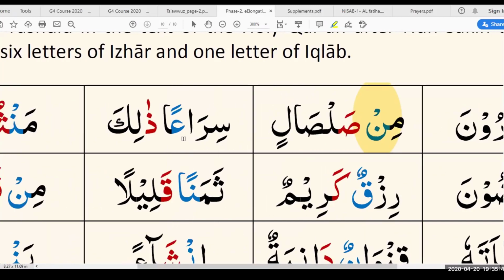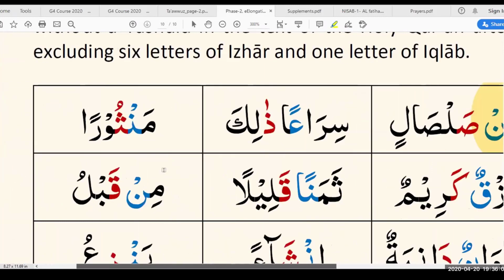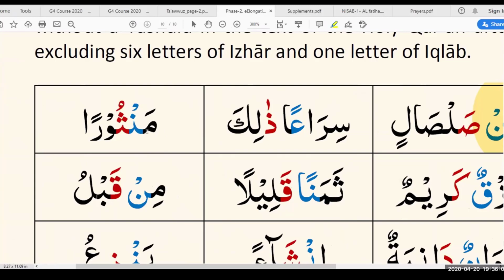Mouth open, not round. Excellent. And this one? Okay. Okay, good. That was better. Well done. Jazakallah. Can we have another student, please?